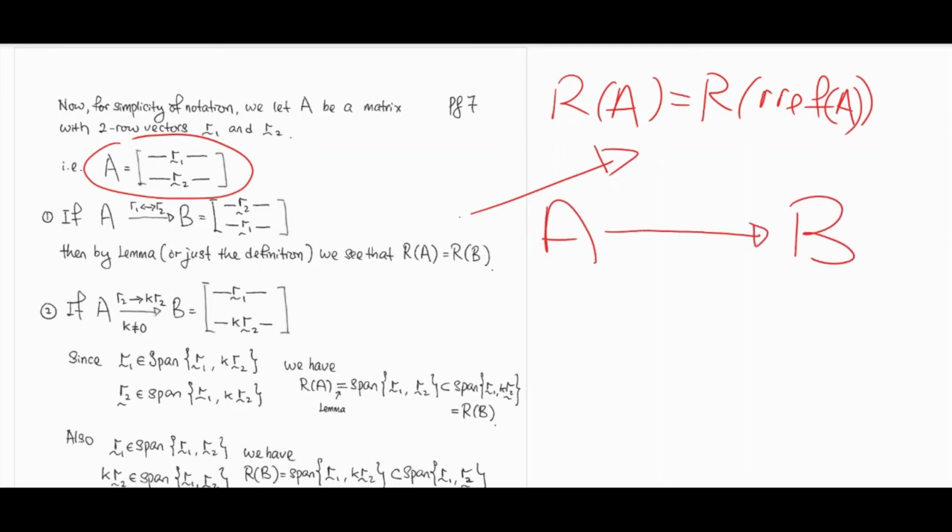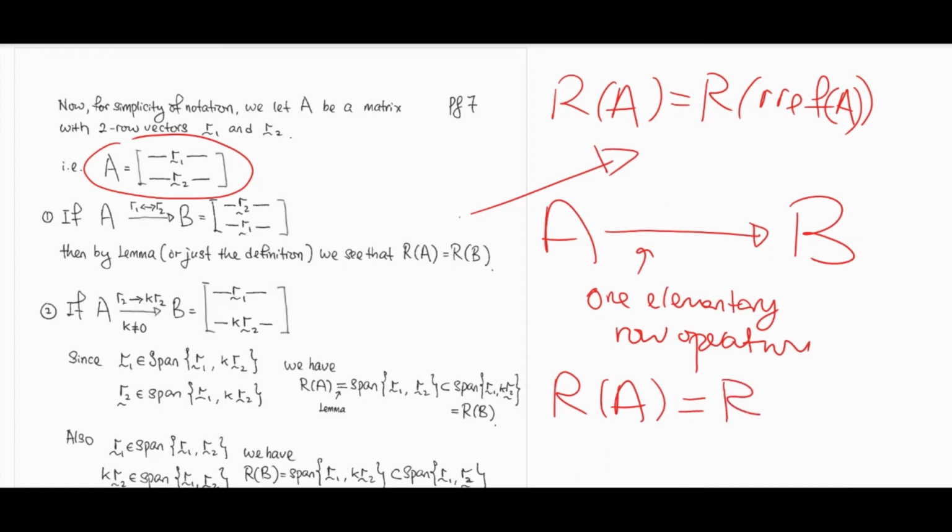row operation to get to matrix B, so matrix B is obtained from matrix A by doing 1 elementary row operation, then the row space of A and the row space of B are the same. Once you have this, then if you keep doing row operations all the way to the RREF matrix, all the intermediate row spaces are the same. So you will get the result that looks like this.